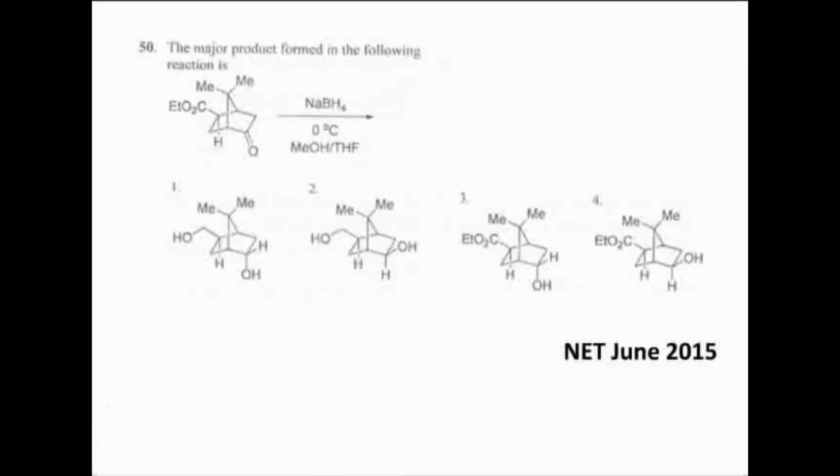Sodium borohydride, this is a bicyclic compound. You are having an ester and a carbonyl compound. Only the carbonyl compound will be reduced. So when sodium borohydride comes, we have to look at whether it is axial or equatorial, endo or exo. So if this is the endo approach, this is the exo approach. You are having a methyl group over here. So the exo approach will not be encouraged. I think it will approach only from the endo side. So you'll be getting the exo alcohol. I think 4 is the answer. Yes, 4 is the answer.